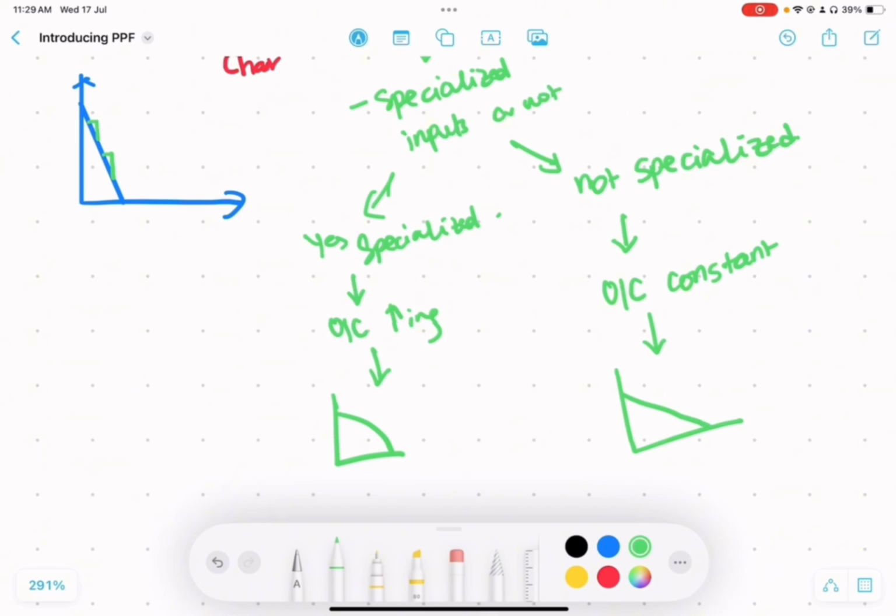So that pretty much ends our discussion on the shape of the PPF and how you can figure out the shape of the PPF by looking at the opportunity cost. And opportunity cost, whether it is increasing or whether it is constant, essentially depends on whether resources are specialized or not.